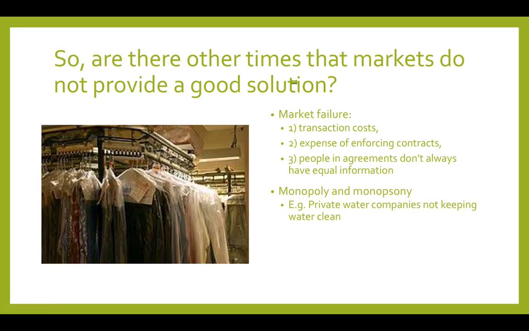Okay, so another time that markets don't necessarily provide good solutions is when there are monopolies and monopsonies. A monopoly is when you only have one entity to buy from. Like a lot of us right now, we may only have one internet company that will provide to our location. So we may have a monopoly that is controlling our internet access. A monopsony is when you have a lot of sellers and they only have one buyer.